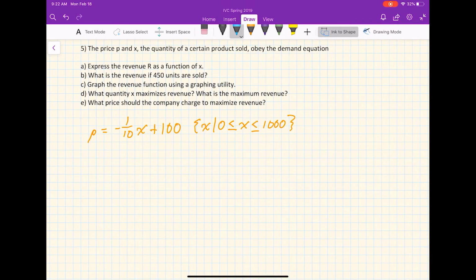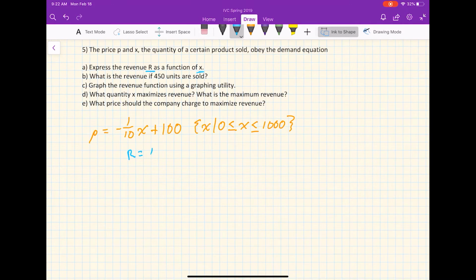This next one's a little more complicated. I had to really think about this one for a little while. The price P and x, the quantity of a certain product sold, obey the demand equation. The equation they gave us is P equals negative 1/10 x plus 100. So the first question is: express the revenue R as a function of x.